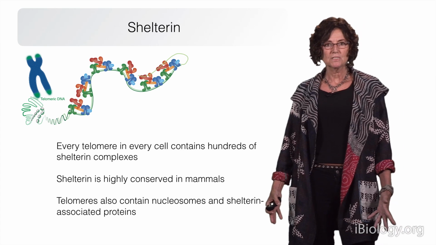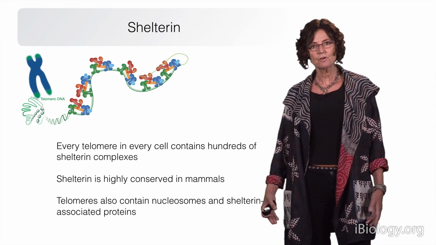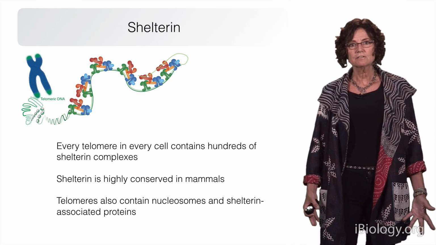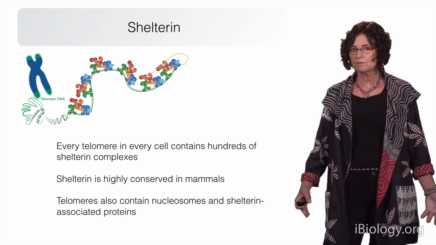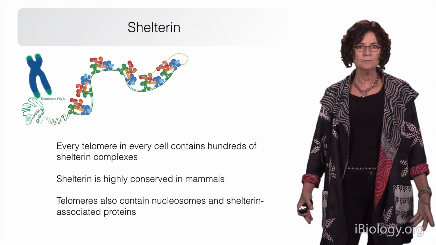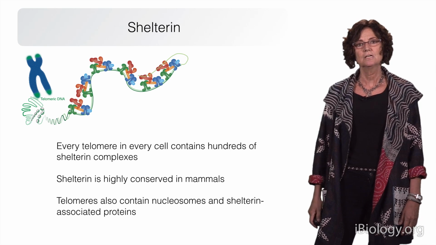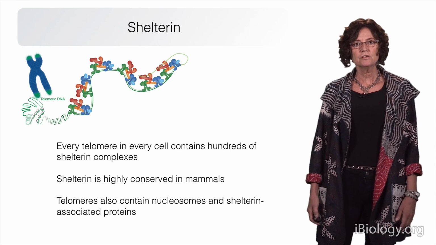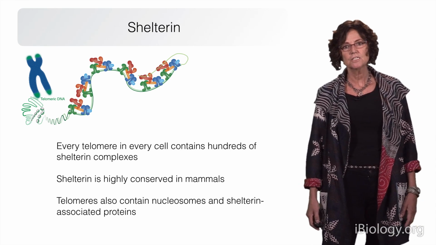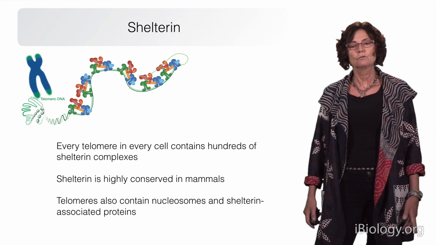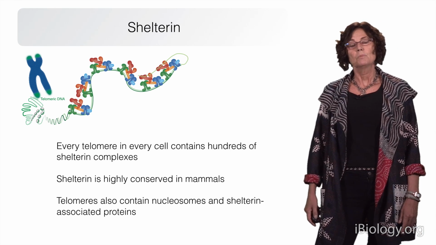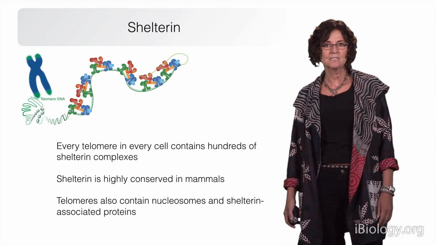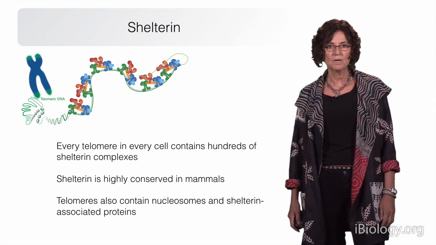Shelterin is very abundant. There are many hundreds of copies of Shelterin at every telomere, and every cell expresses these proteins. So in every cell of our body, the telomeres are covered by this protein. The complex is highly conserved in mammals, but it's not found in some other organisms like yeast or plants, or it's different. But because it is conserved in mammals, we have been able to use mouse model systems, mouse cells, to study the complex in detail.